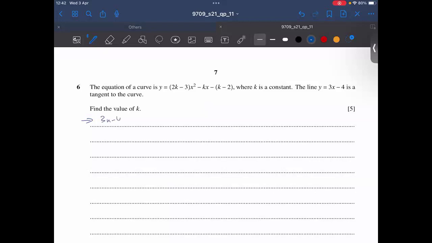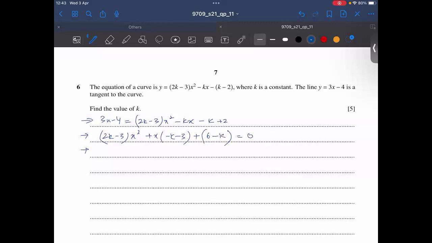It's going to be 3x minus 4 equals to k minus 3 x square minus k of x minus k plus 2. So 2k minus 3 x square plus x minus k minus 3, and 2 plus 4 is going to be 6 plus 6 minus k, and equal to 0.